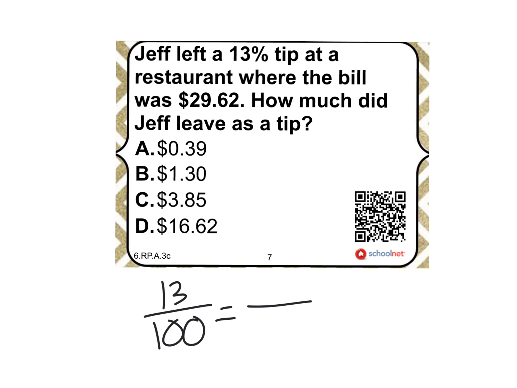And then I am going to be figuring out, where does 29.62 go? Where does X go? 29.62 is the total. That is the total bill. So that is going to be on the bottom. What I'm trying to figure out is the part of that 29.62 that was the tip.